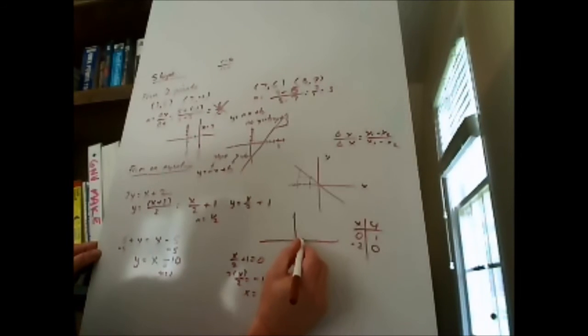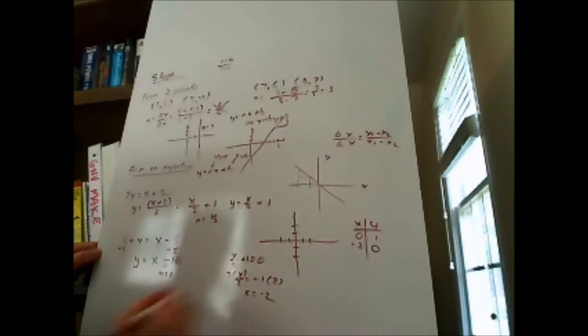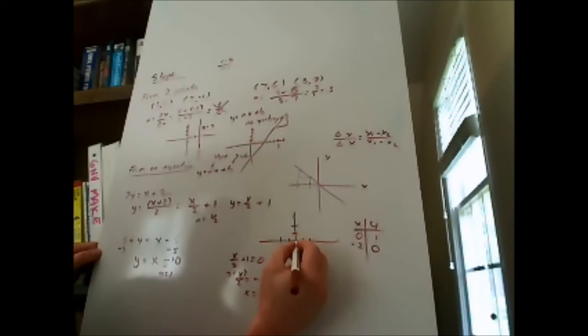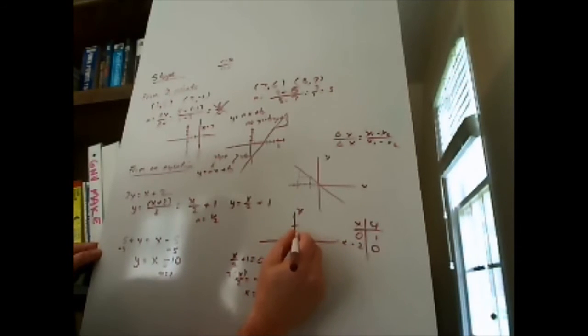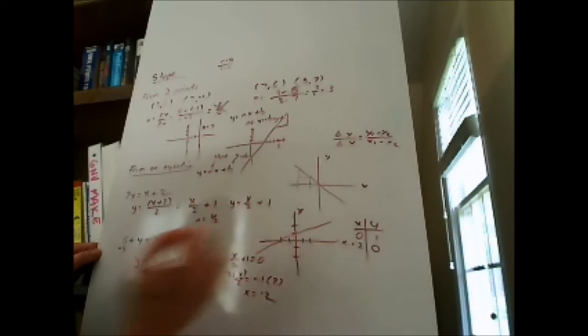So let's draw this. Try to do it to scale. First point, x is 0, y is 1. This, of course, is y. That's x. So x is 0, y is 1. Boom. X is minus 2, and y is 0. So that would be right there. And there is your beautiful graph.